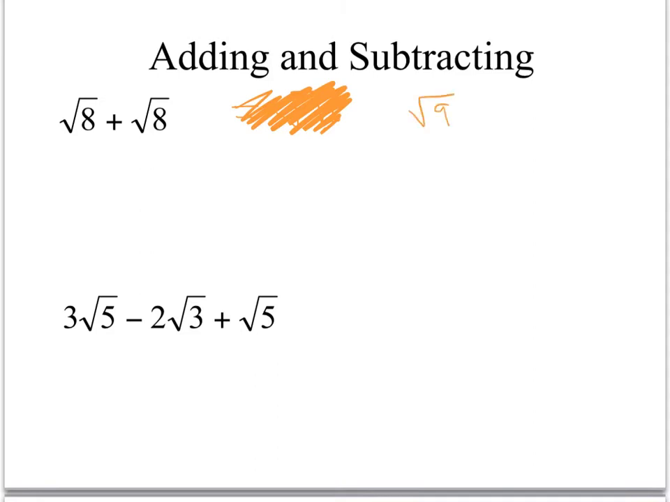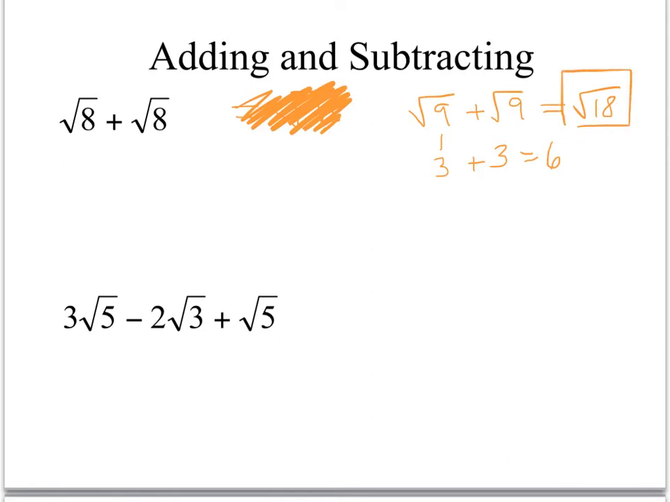If I had something like square root of 9 plus square root of 9, and I said, well, that's just square root of 18. 9 plus 9 is 18. Let's just call it root 18. Here's why it's so far off. The square root of 9 is 3, plus the square root of 9 is 3. 3 plus 3 we know is 6. Guess what? The square root of 18 is nowhere near 6.